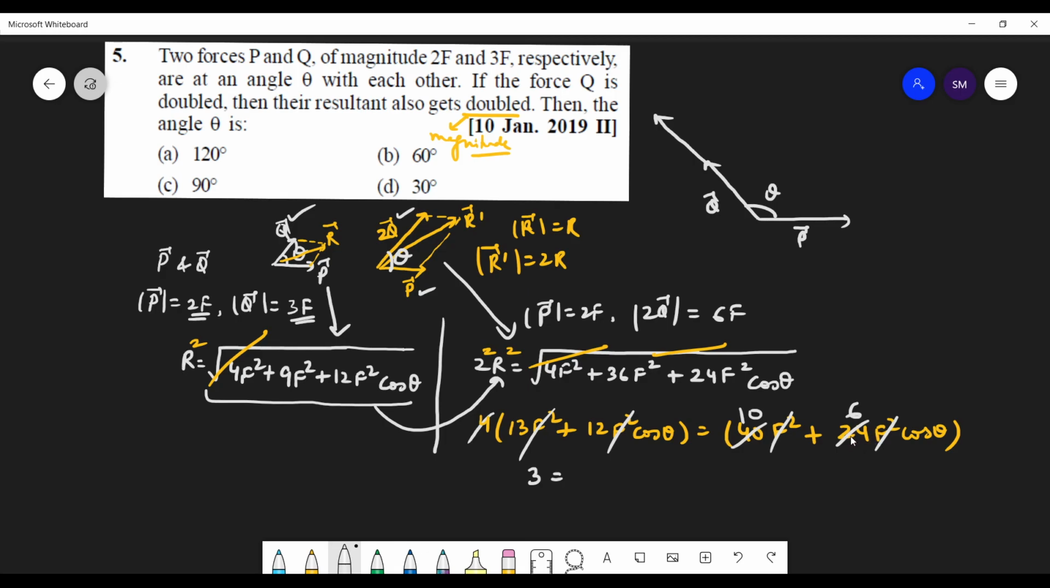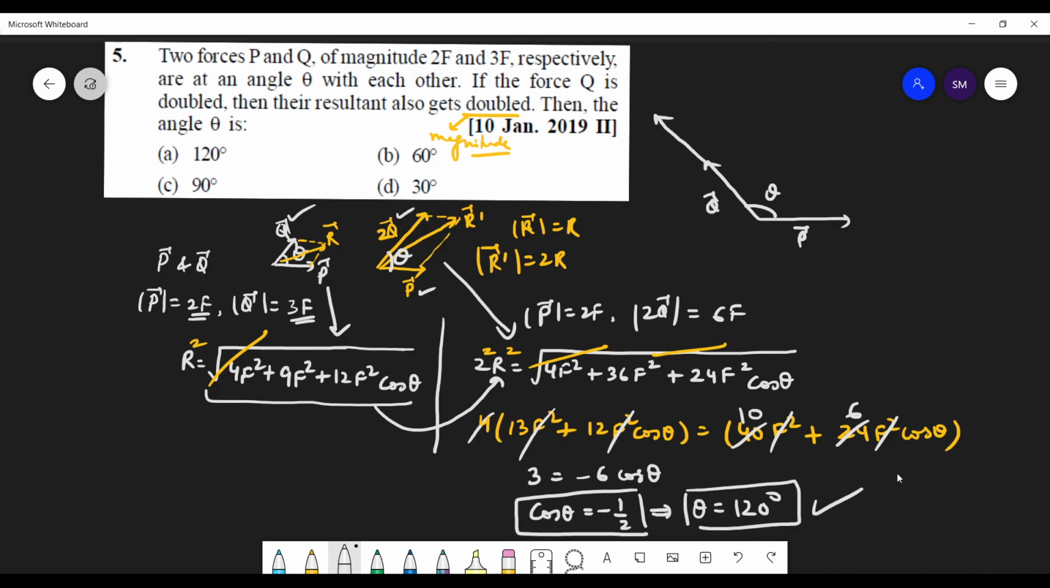So that's 6 cos theta minus 12 cos theta, so minus 6 cos theta. So ultimately this is what you will get. And cos theta is equal to, 6 will come this side, so 1 by 2. So cos theta is minus 1 by 2. And absolutely this theta is between 0 to 180 degrees. So obviously, we know the value quite well, that theta is equal to 120.